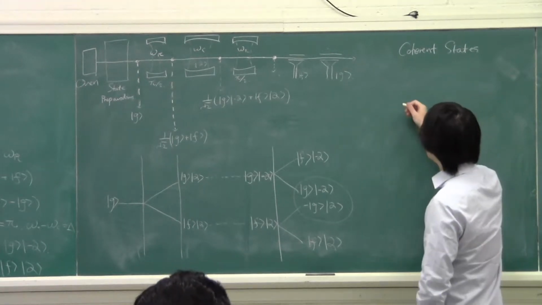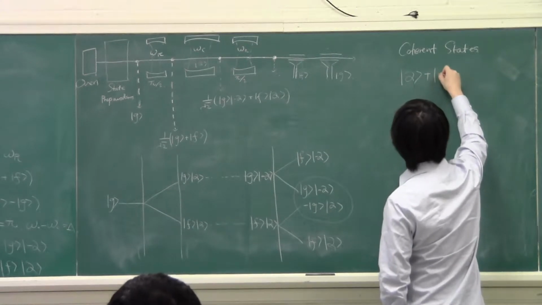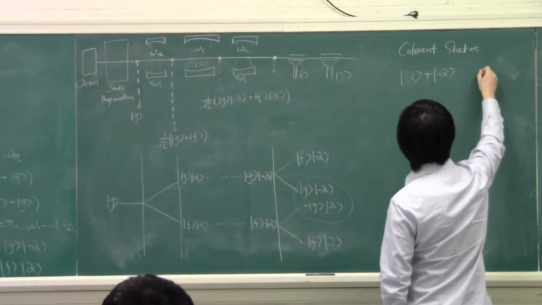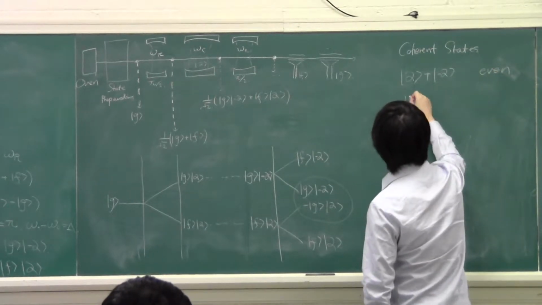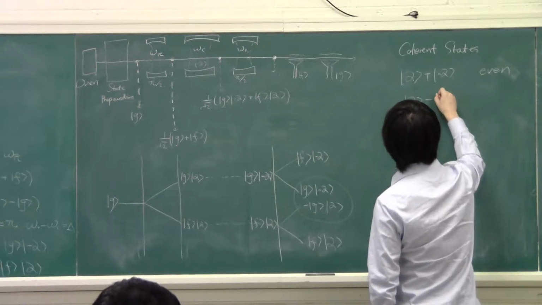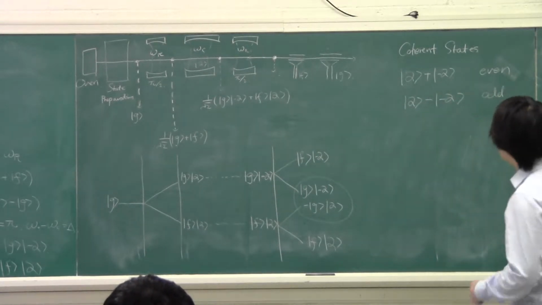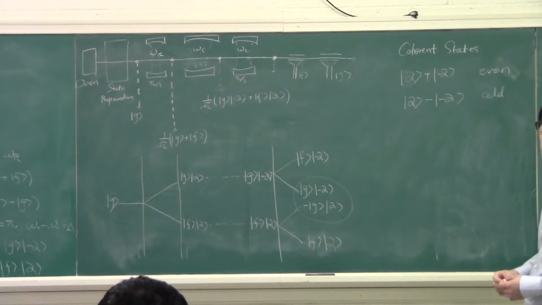Think about the cat states as something like a superposition of this. This is called the even cat state. And this is clearly not normalized. Then this is called the odd cat state. The first thing we need to do is to normalize them, and in normalizing them, we need to think about the overlap between alpha and minus alpha.